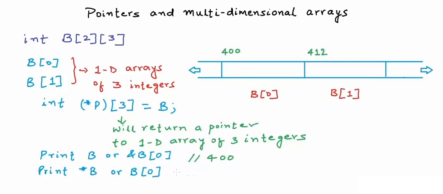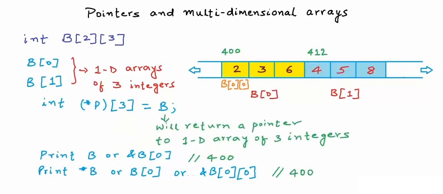So just using the name b0 will return us a pointer to the first integer in b0, which will be accessed as b00. So I'm putting this ampersand sign here in front of b00. The first integer in b0 will be this block of 4 bytes. Its address once again is 400.